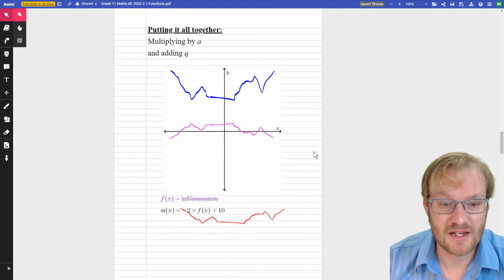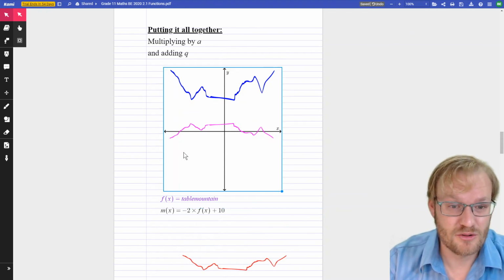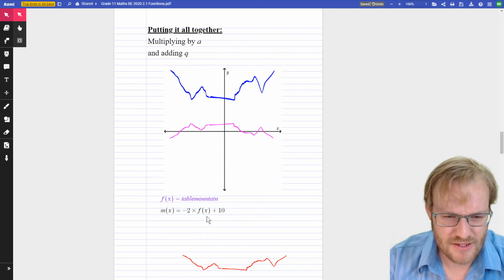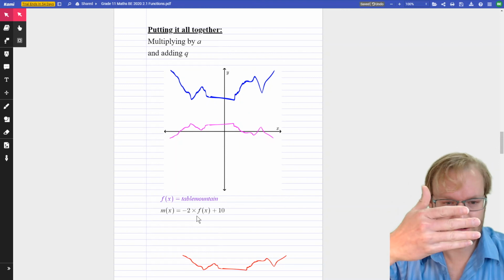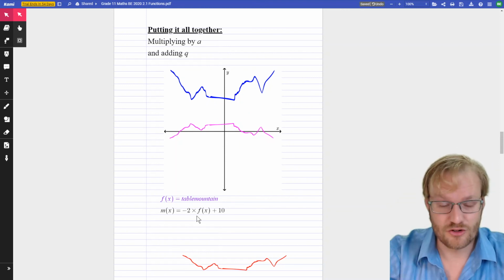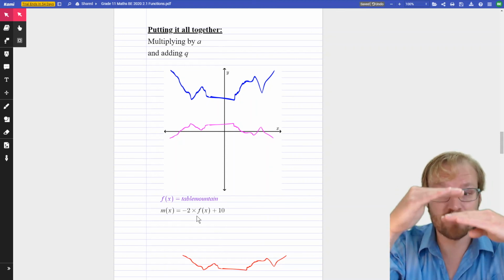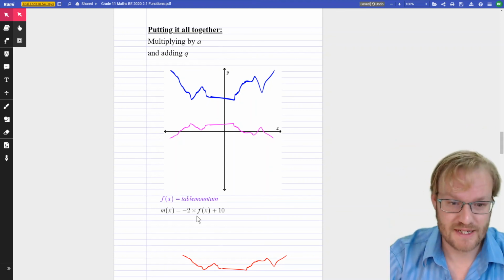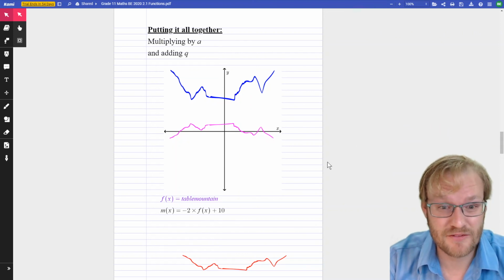We don't have a good scale. But it's a good process just to have thought through. What is each of these things doing? The negative, reflecting. The 2, stretching it by 2, but from the x-axis each way. And the 10, moving the whole thing up by 10. Okay, so that's recap of things we did.